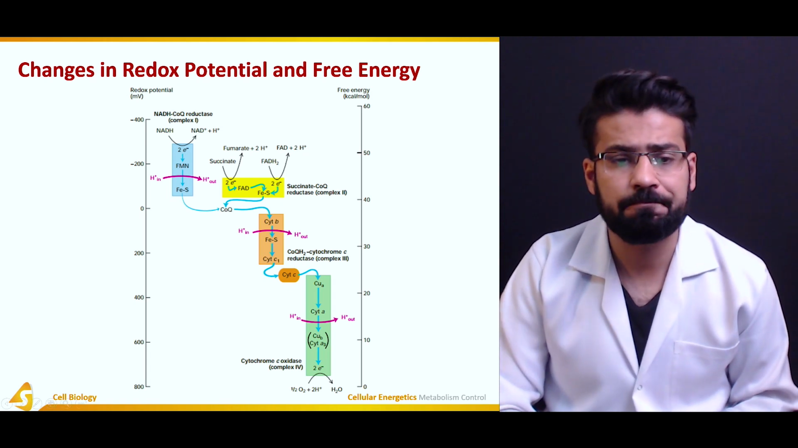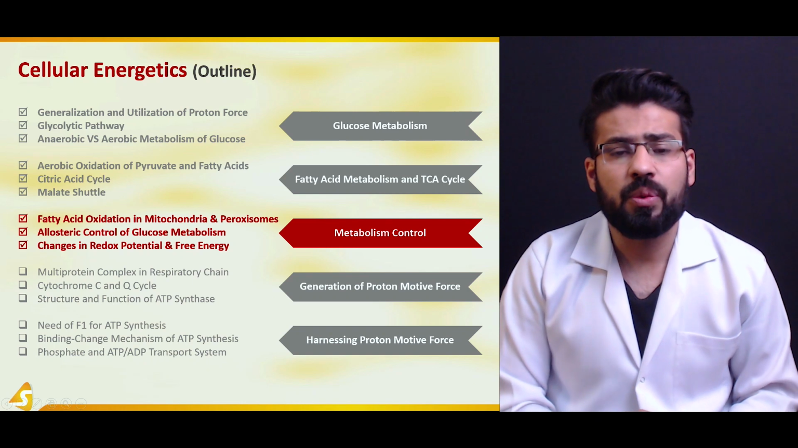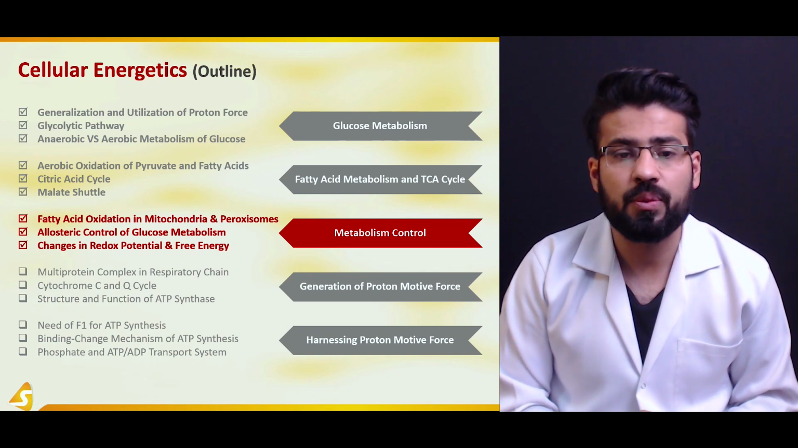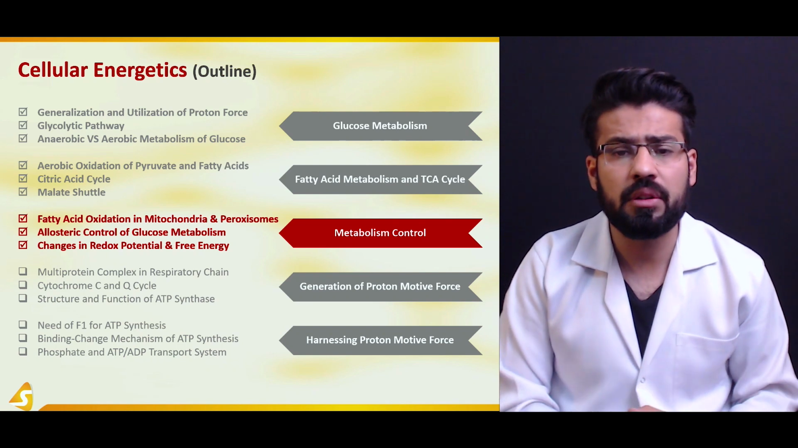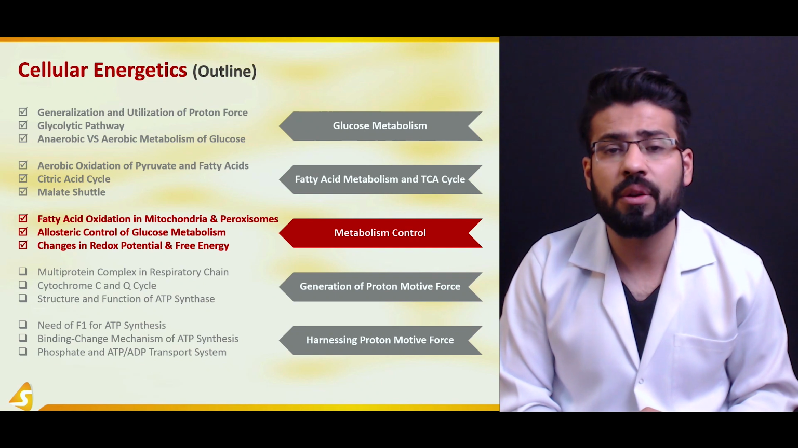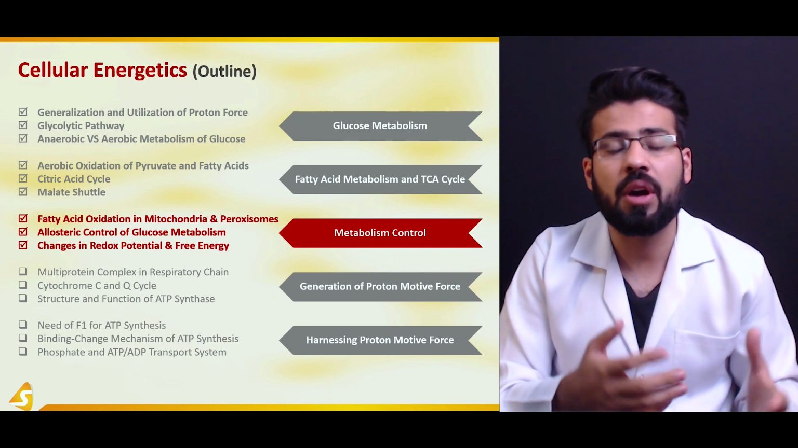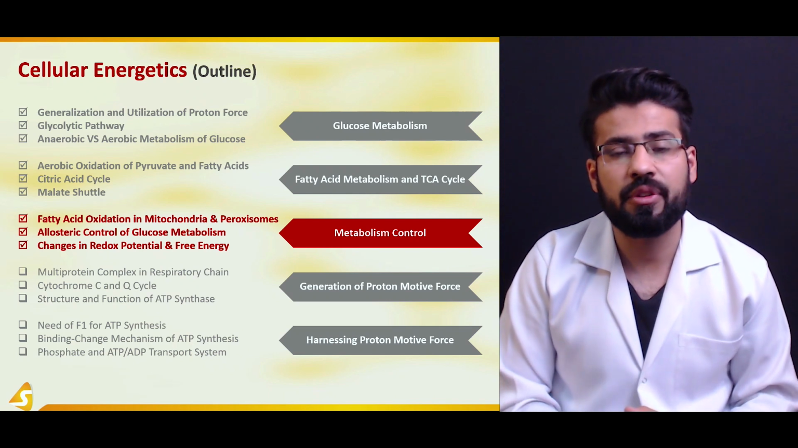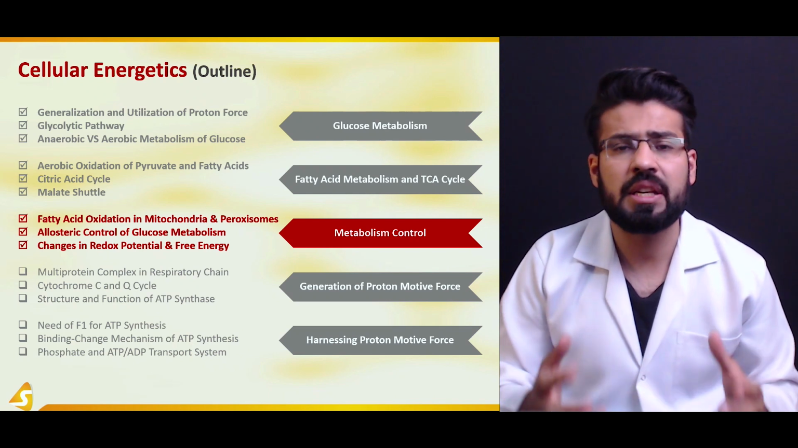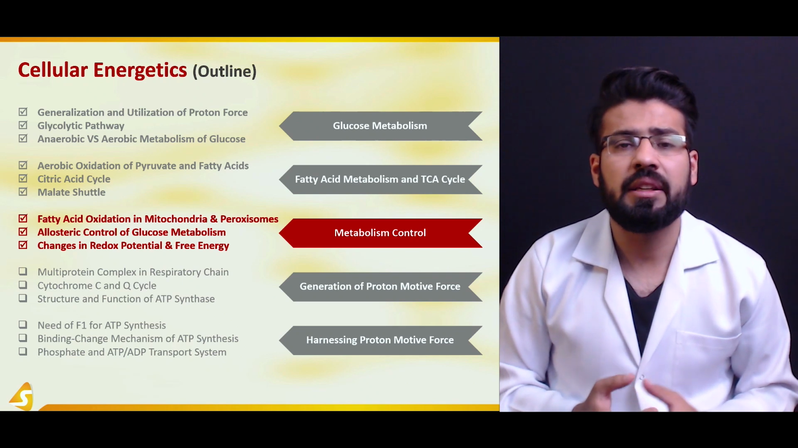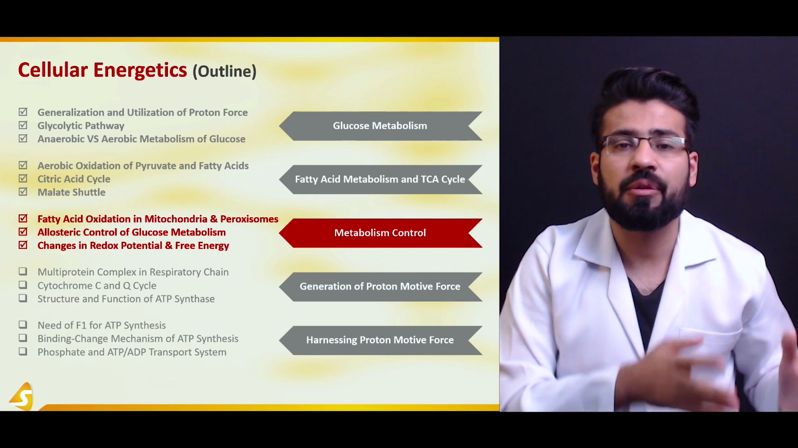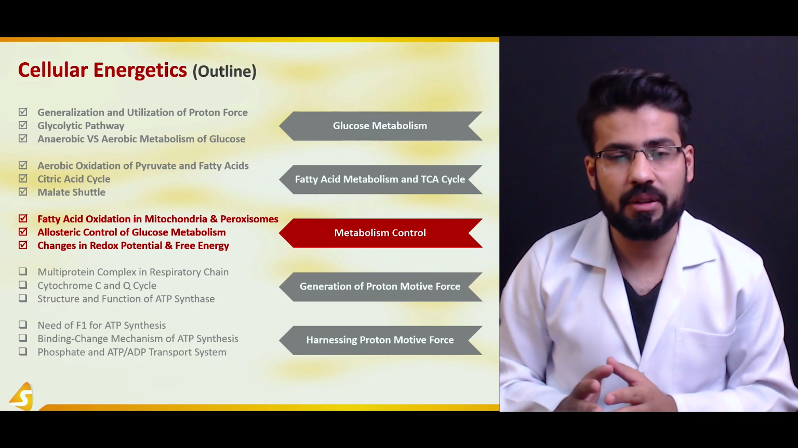So in this section, we covered fatty acid oxidation in mitochondria and peroxisomes. We discussed the allosteric control of glucose metabolism and changes in the redox potential and free energy, and we saw the movement of electrons down their free energy, where the free energy they lose is being utilized by the protons that are present inside to move against their concentration gradient to the outside.